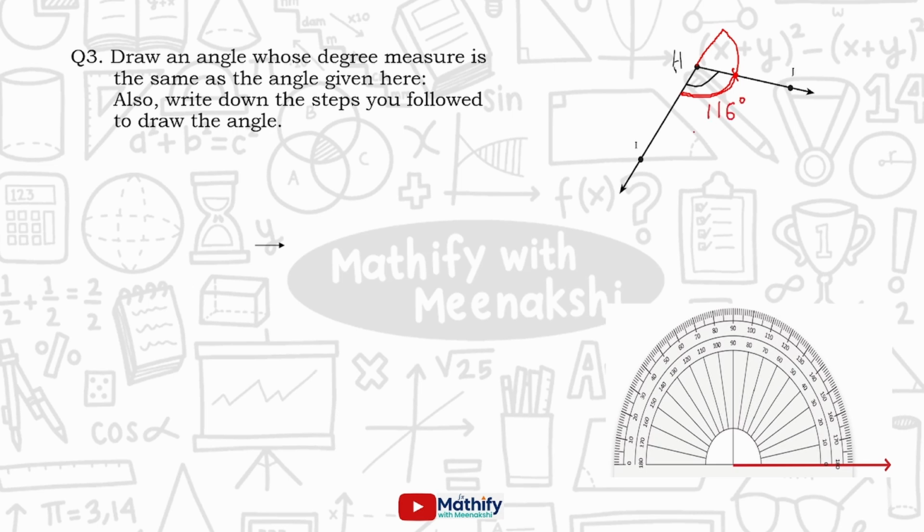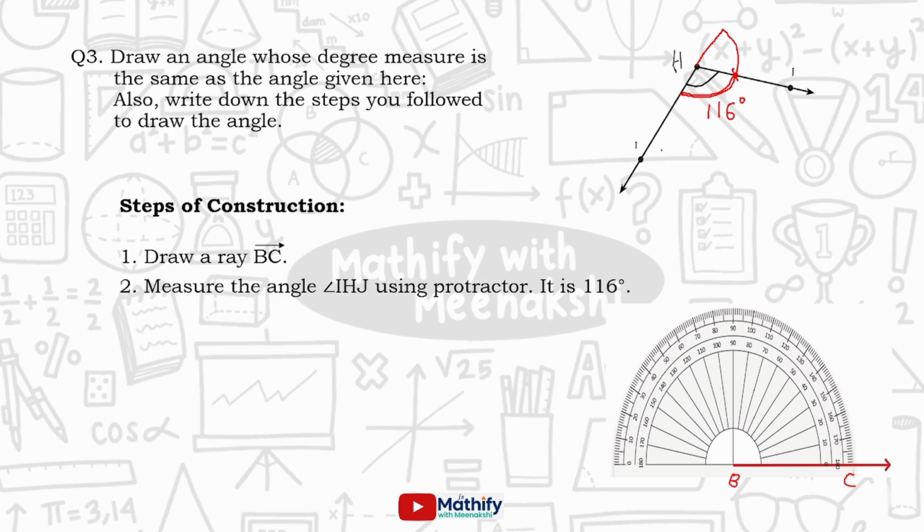Now they are saying that you have to draw 116 degrees. How will you draw that? First you will draw a ray and just name that BC, B here and C here. They are saying you have to write the steps of construction too. So just write that, draw a ray BC. Now second, you have to measure the angle using a protractor. What you have to measure? You have to measure the given angle, which I have already measured for you. That's 116. Now what you have to do? You have to draw that angle.